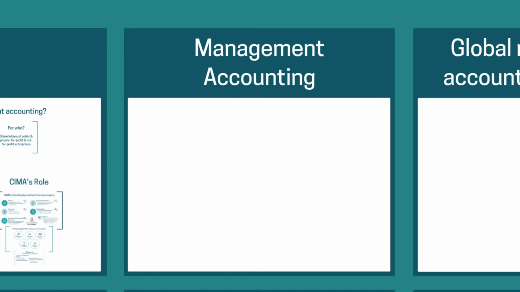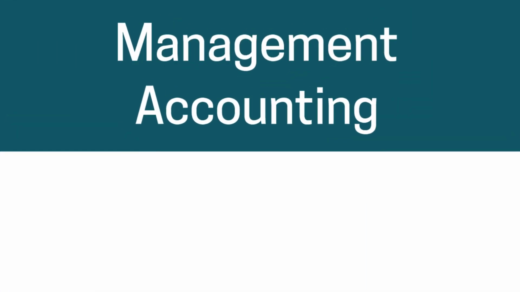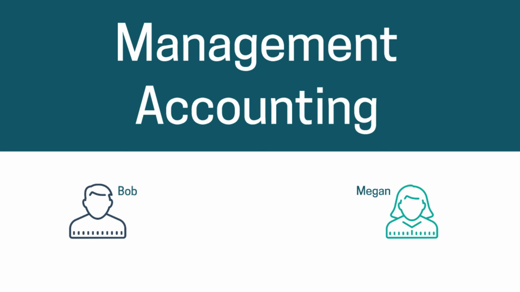But for now, let's jump straight in and consider the roles of management and financial accountants. Let's say that you're a director of a shoe factory and you've got the responsibility for ensuring that the business is profitable and run effectively. So to do this, you require all kinds of information about the performance of the business, a task which you've got two accountants to help you with. You've got Bob and you've got Megan.